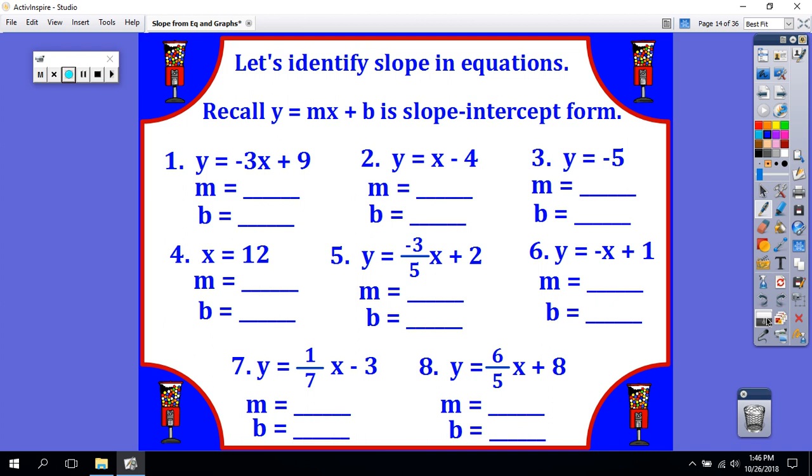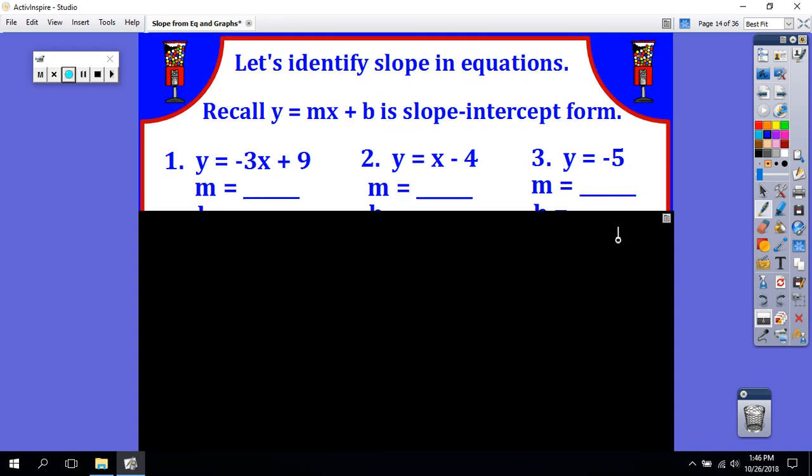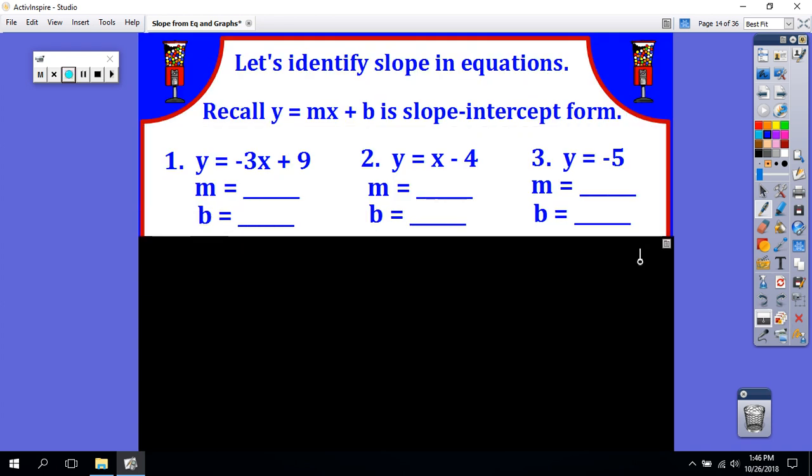All right. Find this on the bottom of your paper on the front. For example 1, you need to write y equals negative 3x plus 9. For example 2, write y equals x minus 4. For example 3, write y equals negative 5.